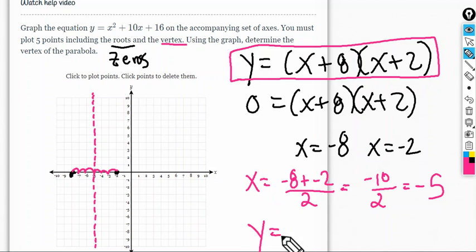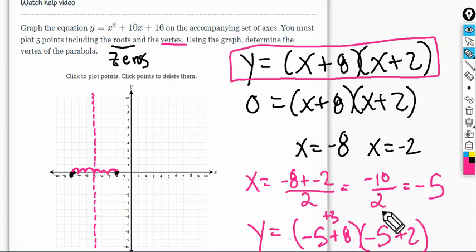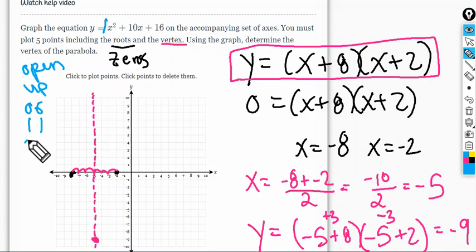How do I get the y coordinate? You plug it in. Here I'm choosing to plug it into the factored version. It doesn't matter where. So I get positive 3 times negative 3, so that's negative 9. Negative 9 is down here. Notice that the a value is a 1, so it opens up, and the points are not stretched at all. So those are my points. So I'm going to add some points.